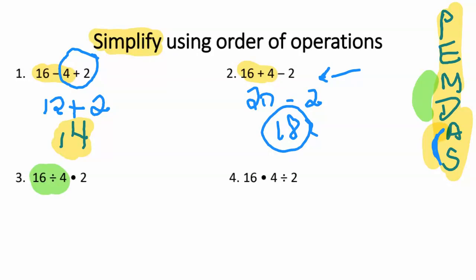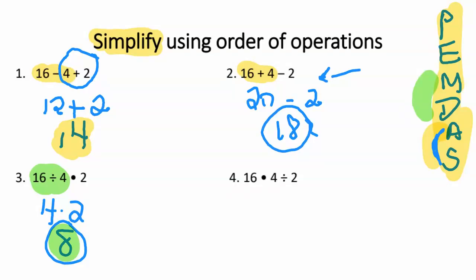This will give me 4 times 2, or 8. If you do the multiply first, you would have gotten an answer of 2. 2 is not correct. Answer is 8.